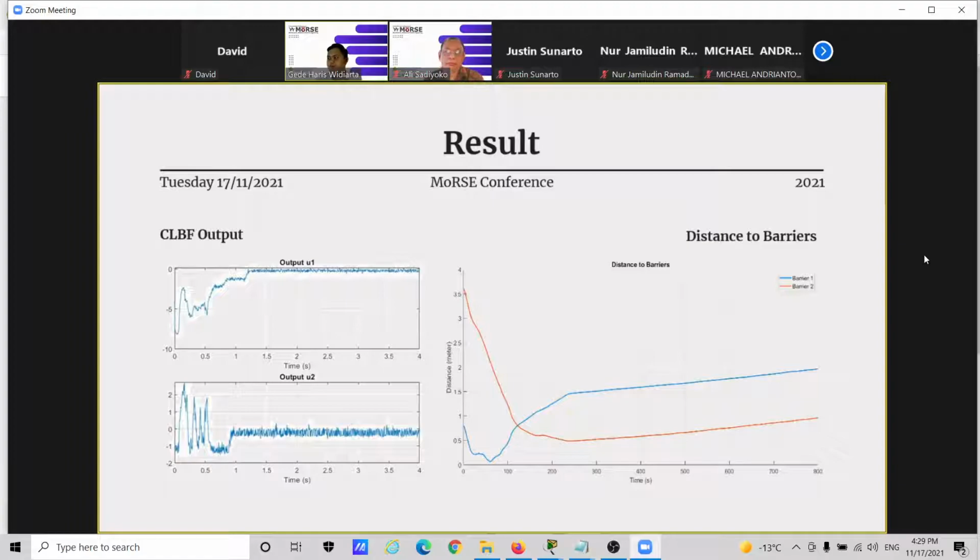And then on the right side, there is a distance to barriers graph. From the figure, we know the system avoids the barriers from the two graphs because the distance is never negative or less than 0. In the first barrier, shown on the blue line, the closest distance of the system is 0.069 meter. And in the second barrier, the closest distance is 0.49 meter. Thus, the system does not hit the barrier and can avoid it. So I conclude the system safety is maintained.